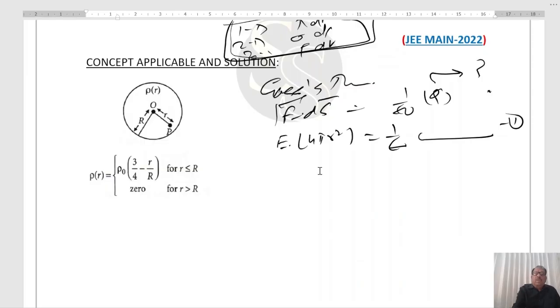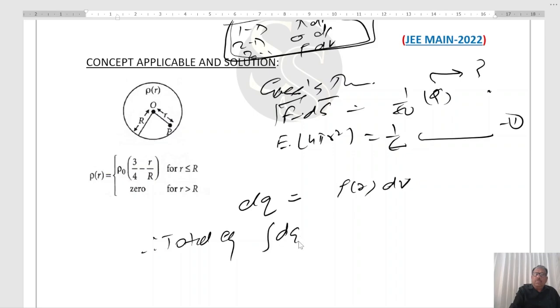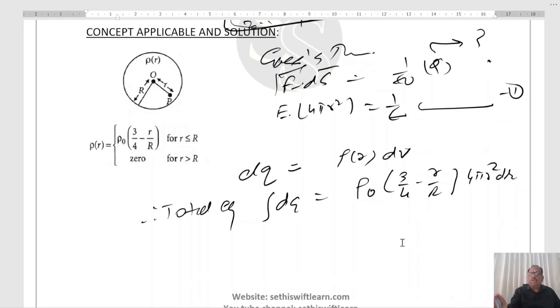Now to find Q, it is simple: dq will be equal to rho of r into dV. Therefore, the total charge dq will be equal to rho of r, putting in the value, rho naught into 3 by 4 minus r by R, into 4 pi r square dr. Now, integrating from 0 to R, this comes out to rho naught into 4 pi, taken common, 3 by 4 r square minus r cube by R.